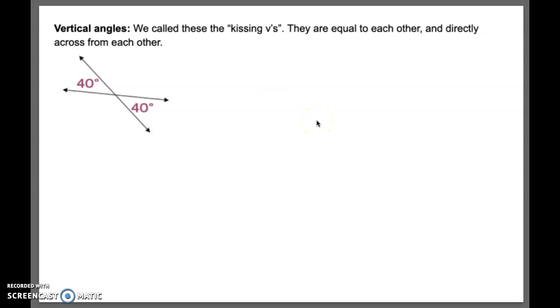Hey guys, so this week we're going to focus on angles and finding the missing angles in our angle relationships. So right now I'm going to do a little review over the different types of angles we learned about.